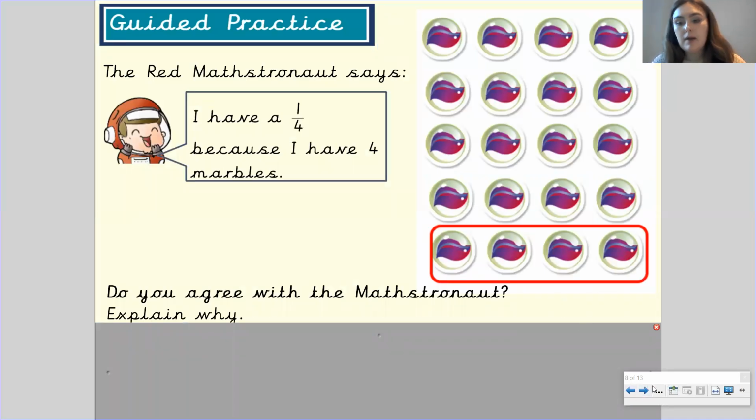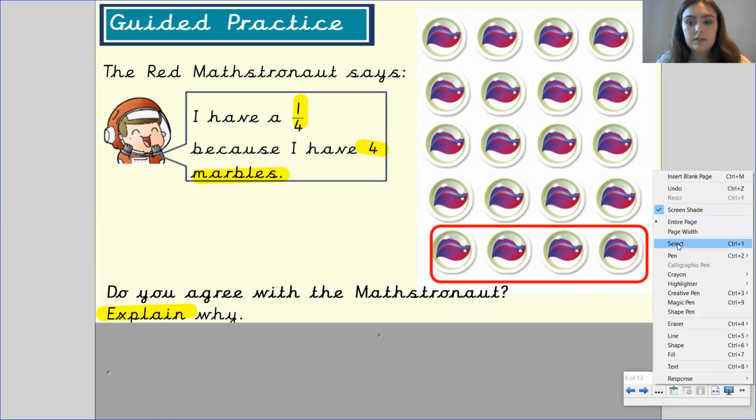Okay, let's have a look at this. So the mathstronaut says, I have 1/4 because I have 4 marbles. Do you agree with the mathstronaut? Explain why. So pause the video. I want you to have a look at how many marbles the mathstronaut has. Does he have a quarter? Yes or no, and why? Pause the video to have a think.